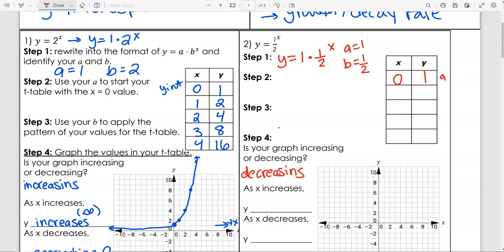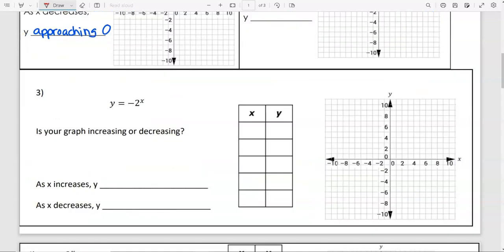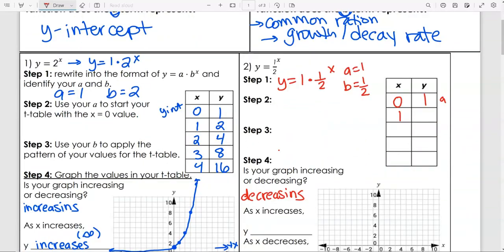We're going to move forward. And how are we moving forward on my table? We're multiplying by 1/2. Good. So what is 1 times 1/2? It's just 1/2. Yeah, 1 times 1/2 is just 1/2, right? Since we're graphing, I'm going to put it into decimal, like that. All right, moving forward again. What is 1/2 times 1/2? 0.25.